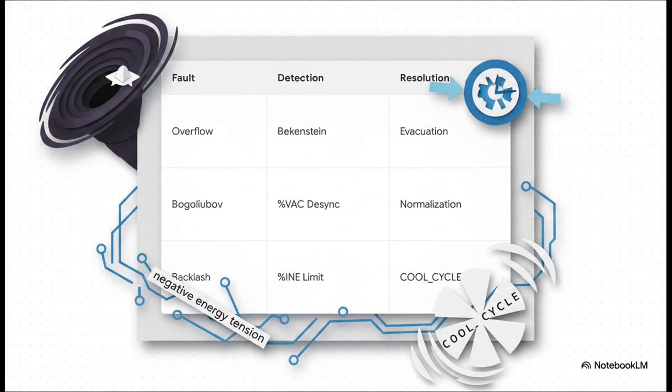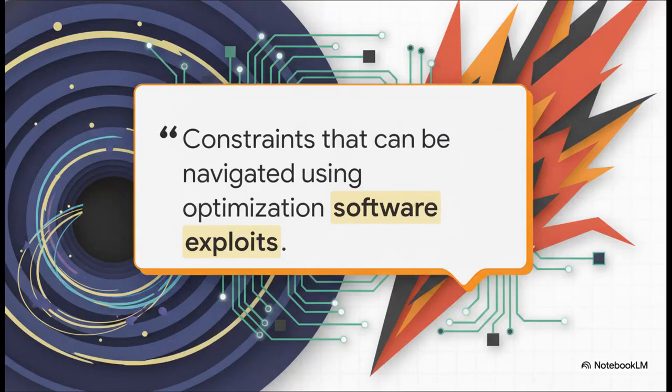This table right here is your ultimate actionable troubleshooting guide. To summarize, these specific protocols are absolutely essential for maintaining core system stability during real-world catastrophic events. If you hit a metric overflow at the Bekenstein bound, you trigger a holographic evacuation. If your vacuum desynchronizes due to the Bogoliubov bug, you execute coordinate normalization. And if you're building up too much negative energy firewall backlash, you run a cool_cycle flush. Keep this guide handy.